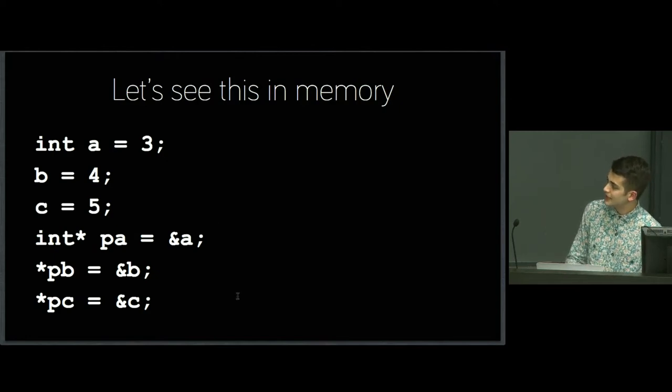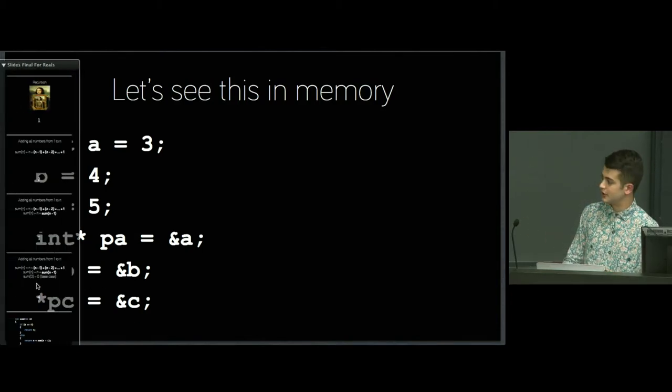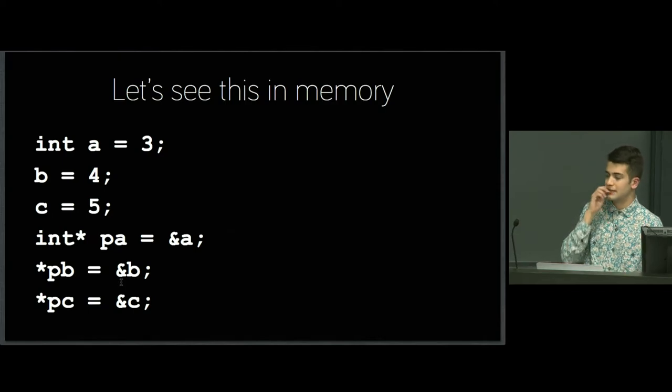Oh, sorry. This is also missing int star pb and int star pc. I'm so sorry. It's the same thing, but now I'm creating a pointer to b and then a pointer to c. Yeah?